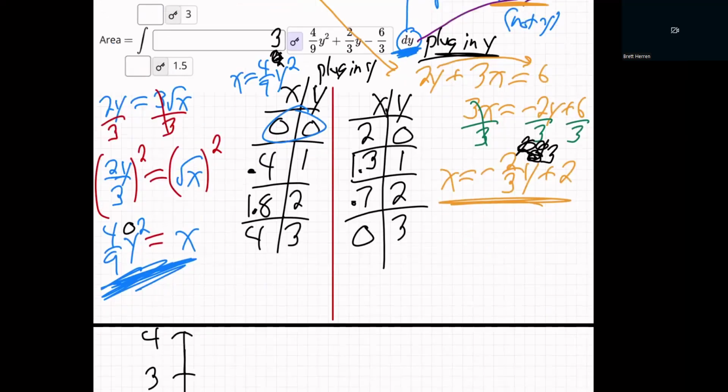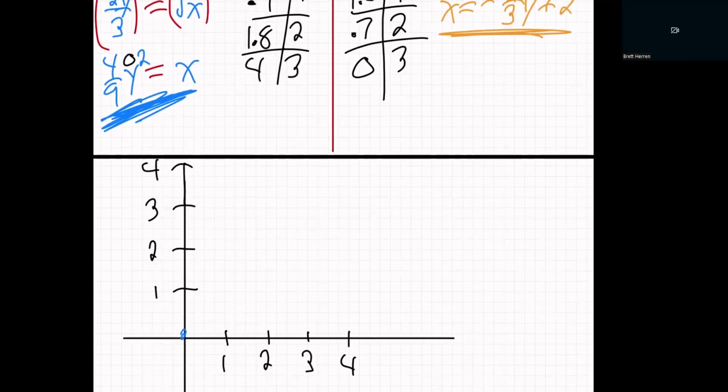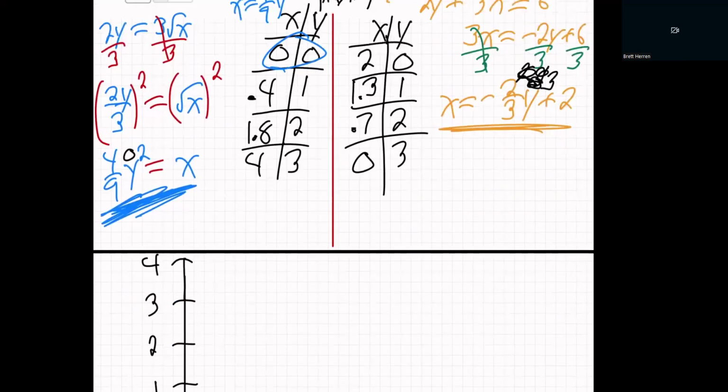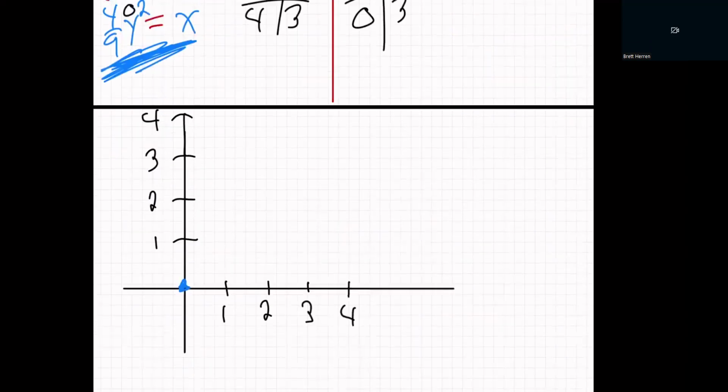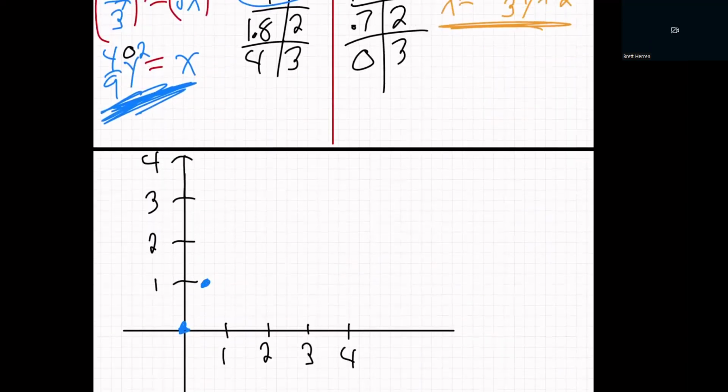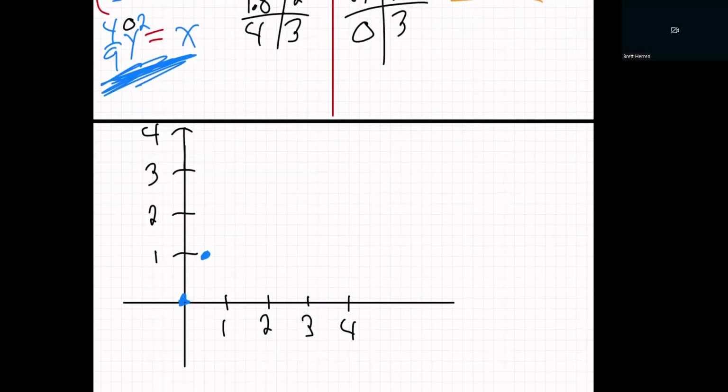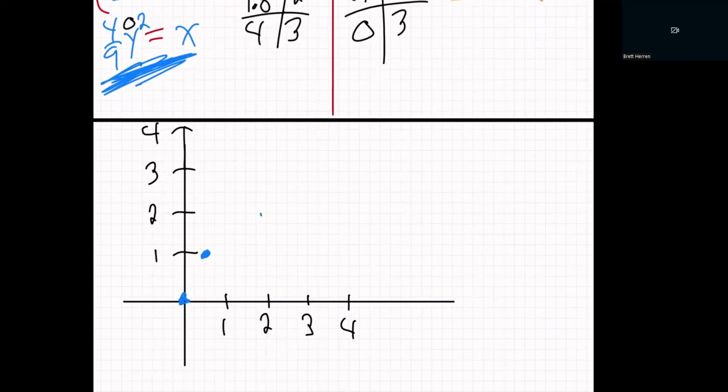What do we get? 0, 0. And 0.4 over, up 1. It's the best I can, sort of right there. Over 1.8, up 2, sort of right there. Over 4, up 3. It's kind of scribbly.